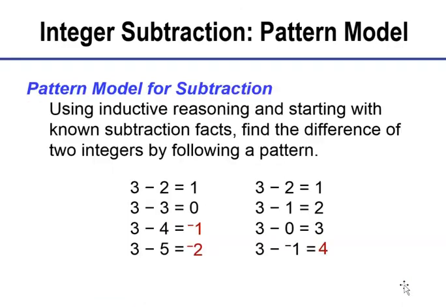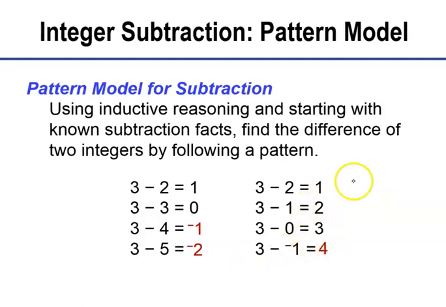You could also look at the pattern model. So your subtraction facts are really the opposite of your addition facts. So we know that 3 subtract 2 is 1, 3 subtract 3 is 0. Well, what about 3 subtract 4? That's new, but notice how the numbers are going backwards. That must be -1. 3 subtract 5 is -2. And again, you notice the pattern over here.